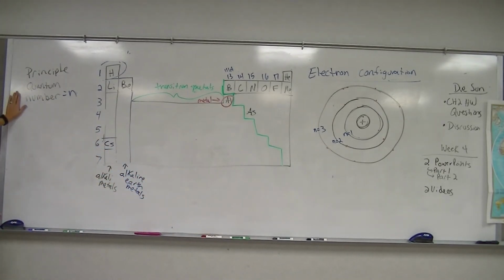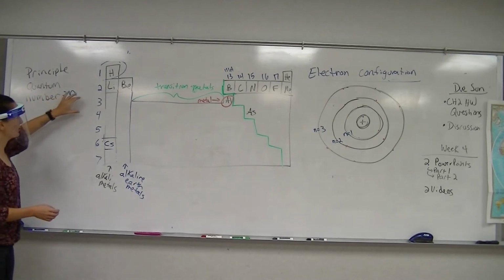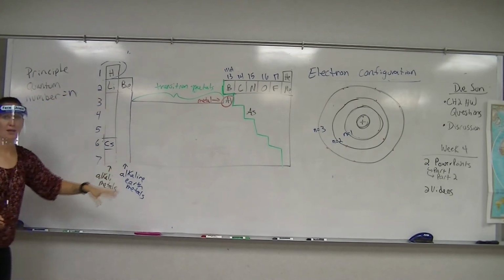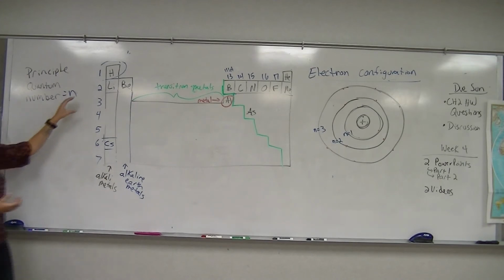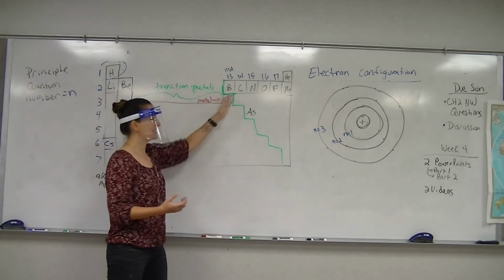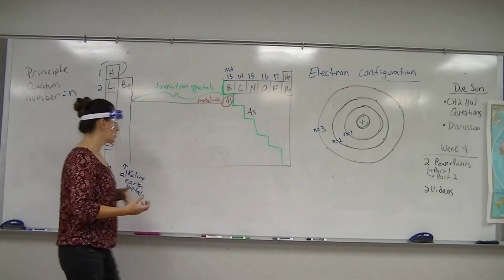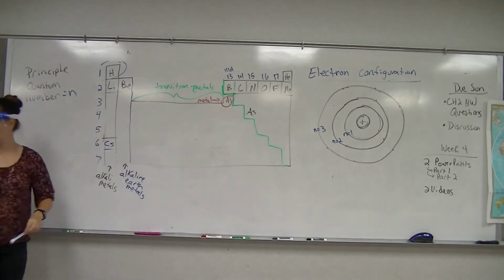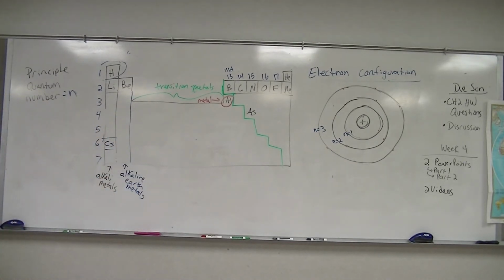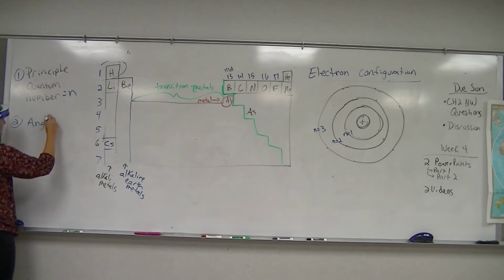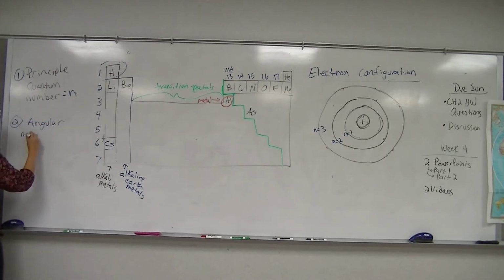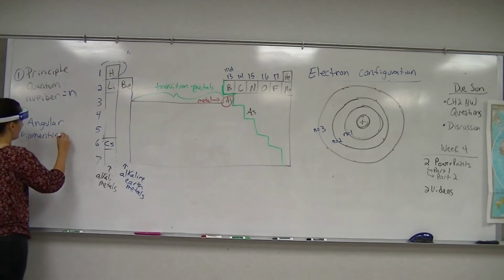So this is our first piece of information. If you know the principal quantum number, what that tells you is you know which row to look in. But that's not good enough, right? We're only looking at the row, but we need to narrow it down further. So how we're going to do that is we're going to use our angular momentum quantum number. So we need another piece of information. So here's the first piece. The next will be angular momentum quantum number.